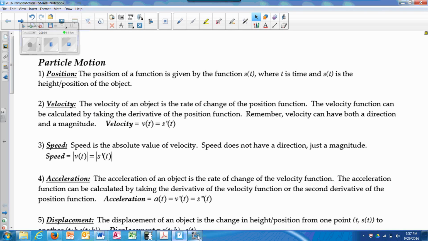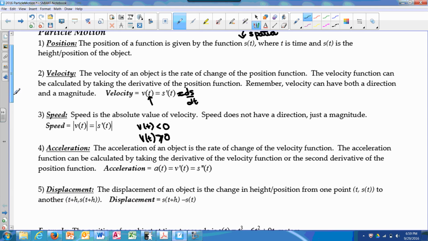Particle motion is one of the most important concepts we're going to study because it is dispersed throughout a very large part of your AP exam, and it's one of the major uses for AP Calculus. Position of a function is given typically by the function s of t, especially in physics. S of t is spatial, which means the space between things, where t is time and s is the height or position of an object.